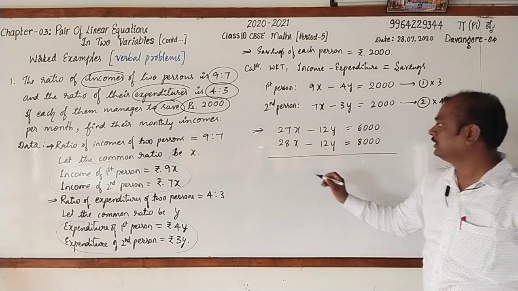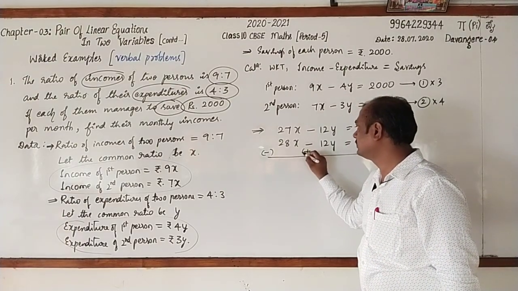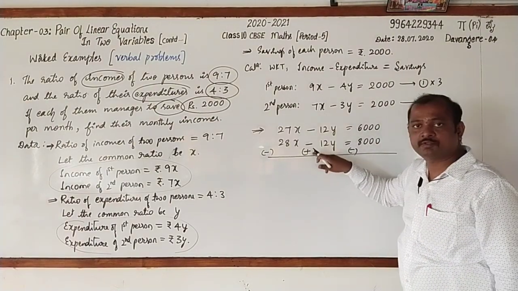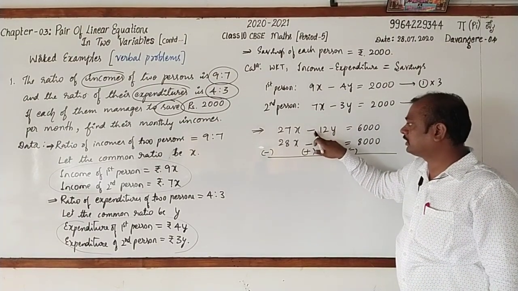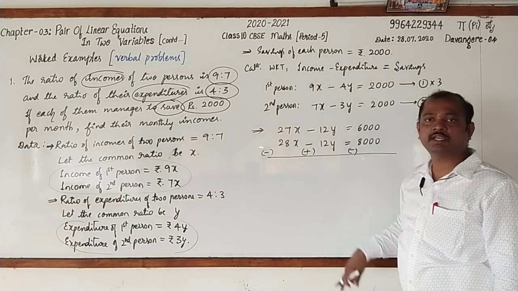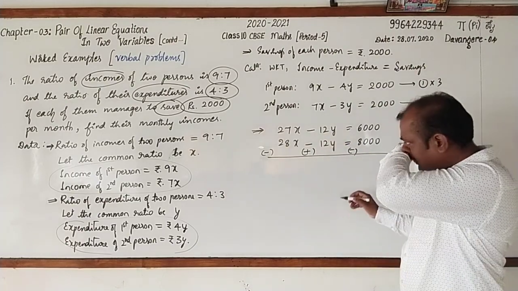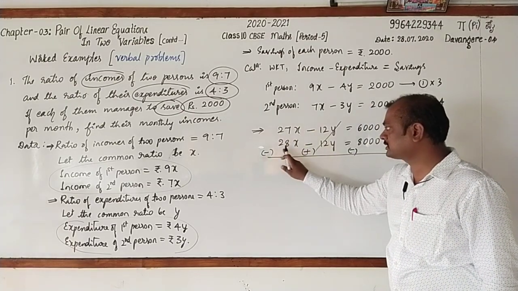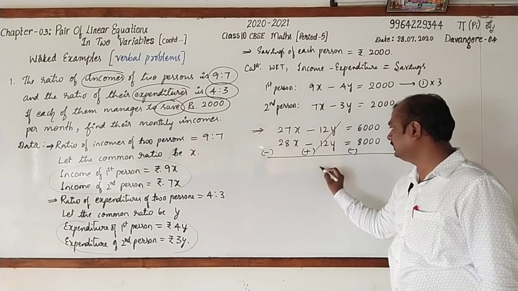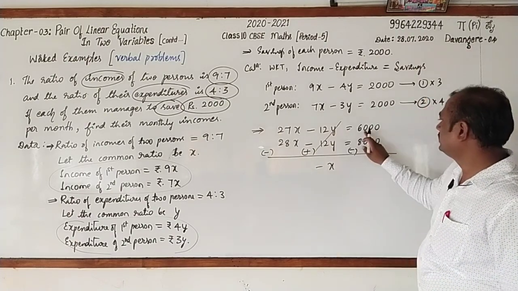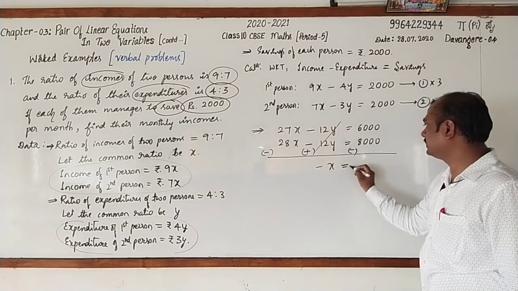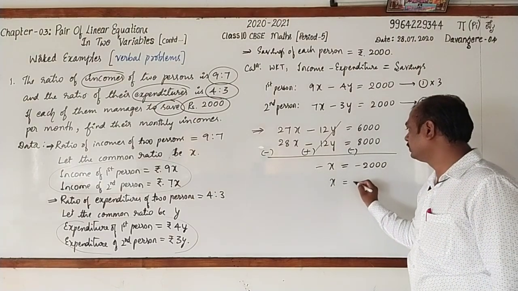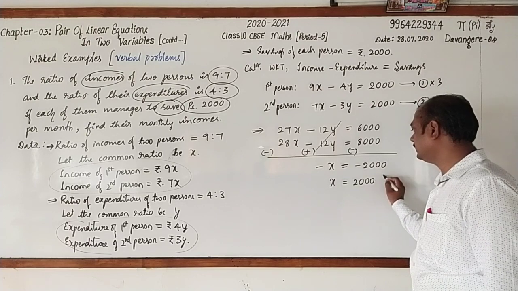Change the sign. This is minus, plus, minus. I have changed the sign because here also minus, here also minus. When the signs are different, then only you can go for cancellation. Cancel this. Now 27x minus 28x is minus x. 6000 minus 8000 is equal to minus 2000. Now x equals 2000, right?